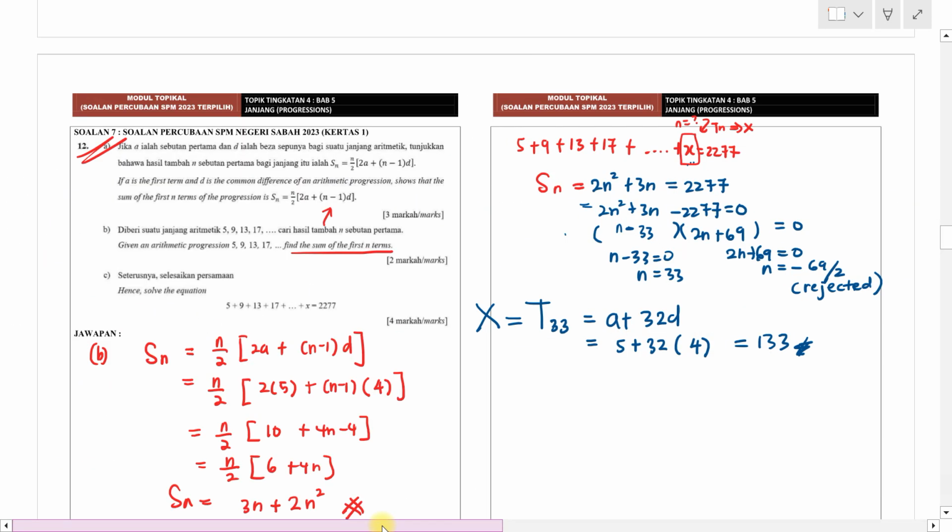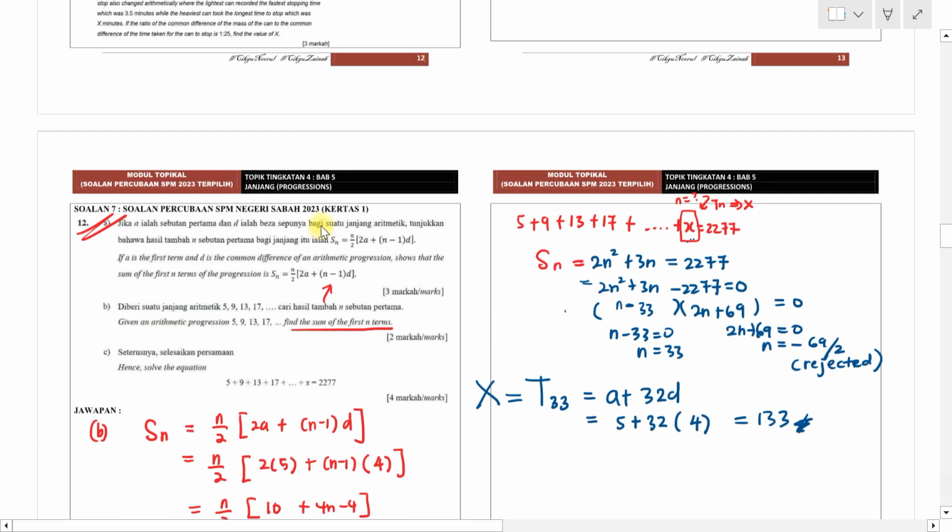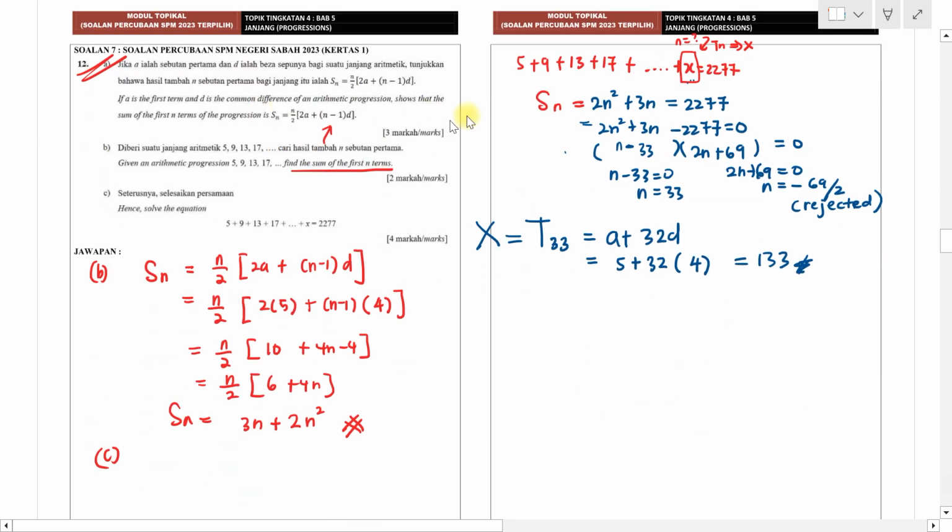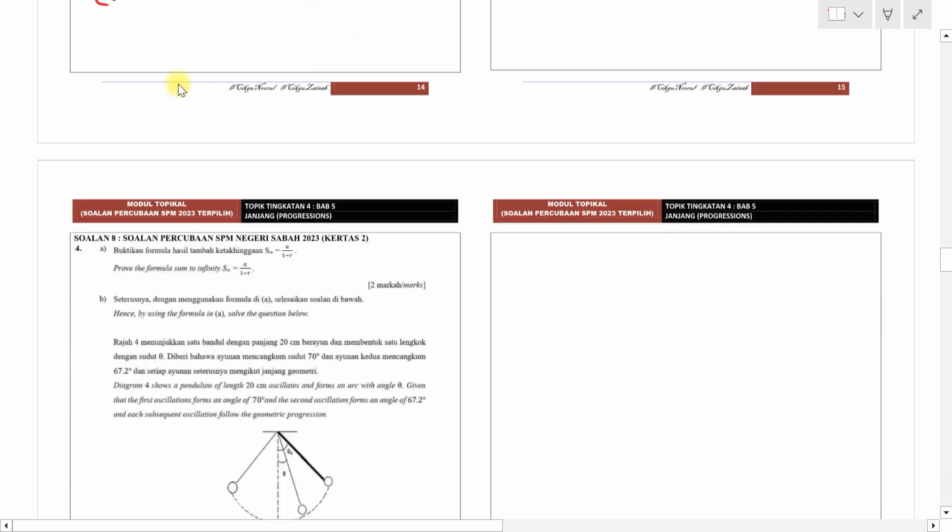Showing that part is 3 marks. Okay, leave that part first. I might be checking with the marking scheme first. Okay, now I don't have it. Later I check and let you know.